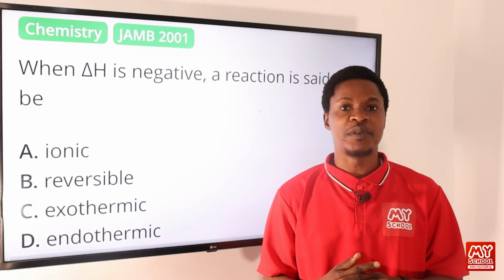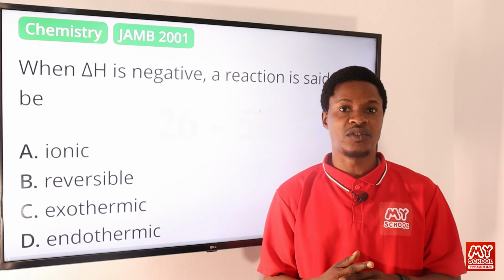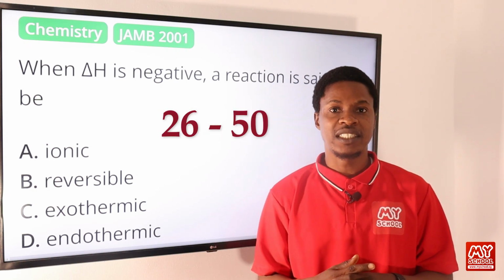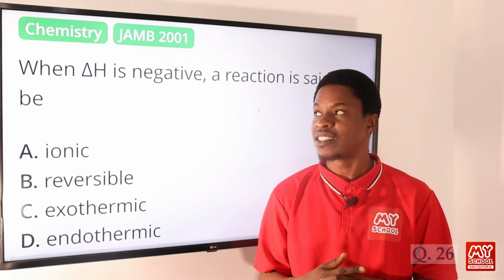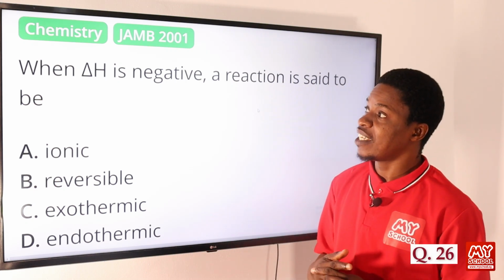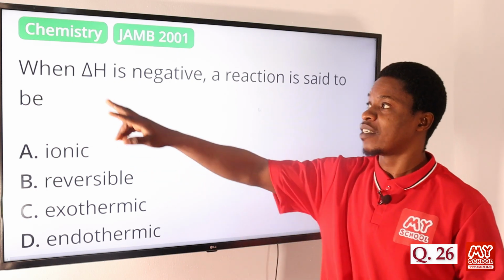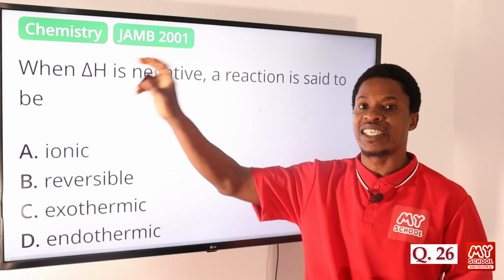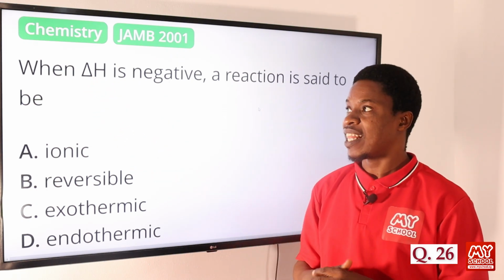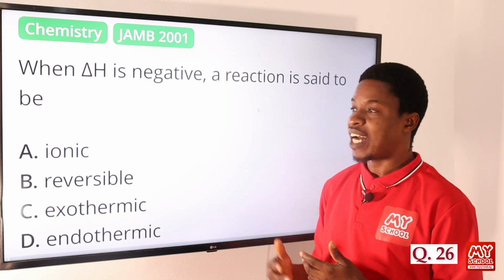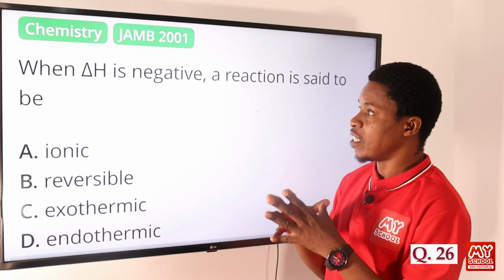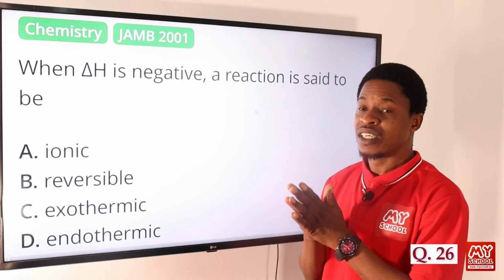In today's video, we'll be tackling questions 26 to 50. Let's now get down to question 26. When delta H is negative, a reaction is said to be what? When we talk about delta H, we're talking about change in enthalpy, and that is the amount of heat that is involved in the reaction for it to take place.